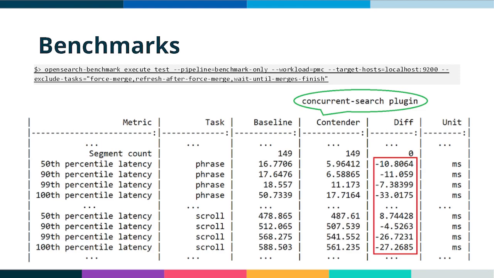You can see the numbers are pretty high. It's in Contender and Benzlite, it's all the same. The results are not as good as with merge policies. There are certain improvements for phrase and scroll queries, which are highlighted here. However, for other types of queries, the results are not so impressive.